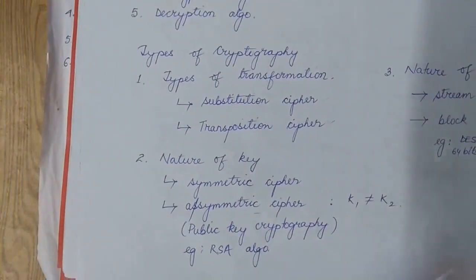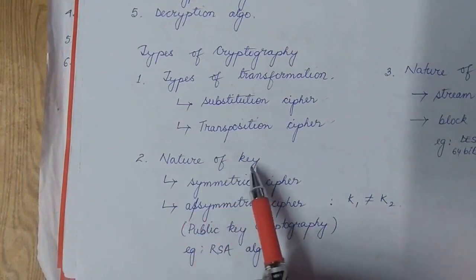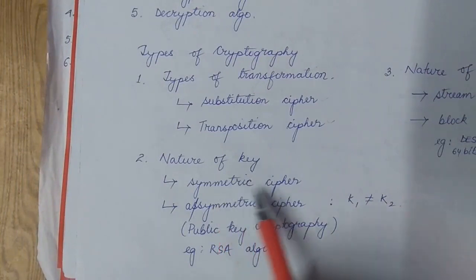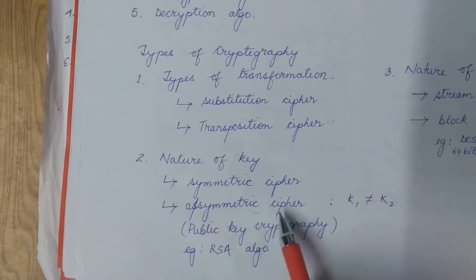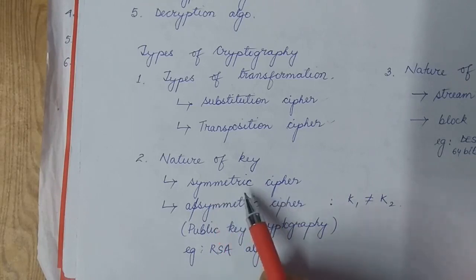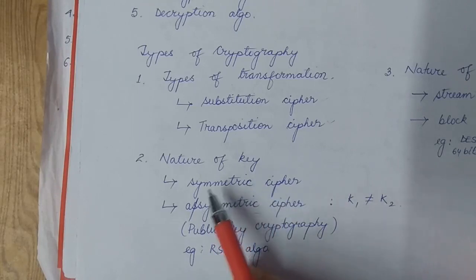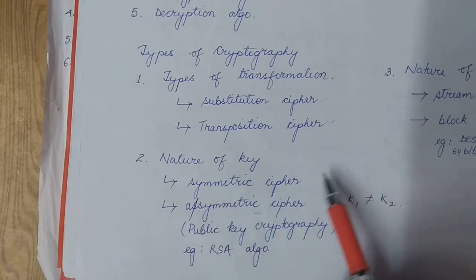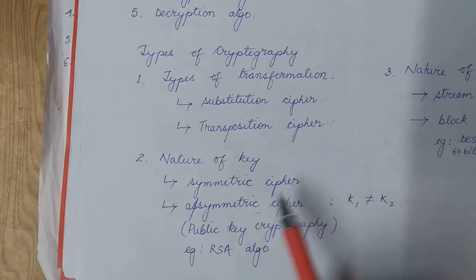Next, based on the types of key or the nature of the key, that is the secret key used at the sending part and at the receiving part, it is divided into symmetric cipher and asymmetric cipher here. In symmetric cipher, the secret key used at the sending side and the key used at the receiving side are equal. Okay, means the same key is used at both the sides here.